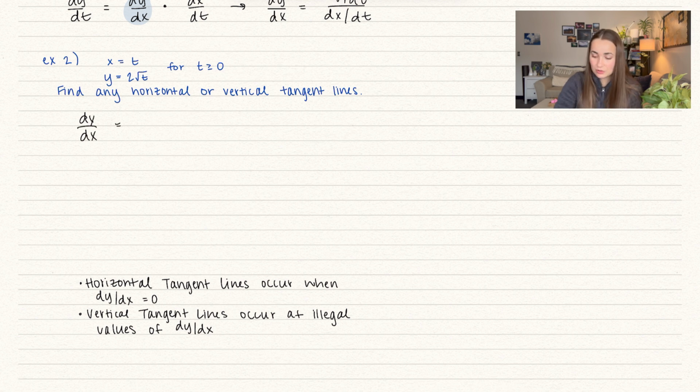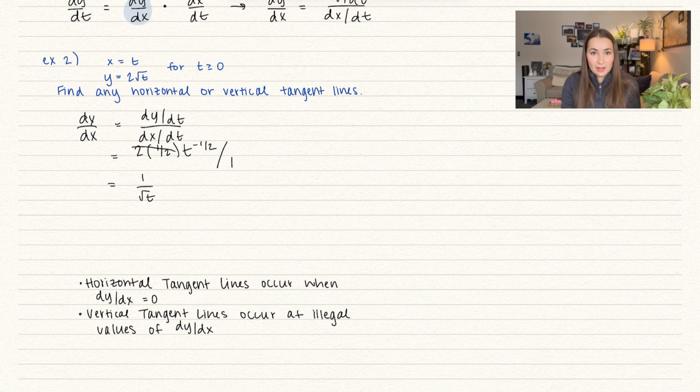So let's go ahead and take the derivative. So dy/dt and dx/dt, right? I'm going to find the derivative of y in terms of t and the derivative of x in terms of t. So if we begin with y, we get 2 times square root of t, which is t to the power of 1/2, so I'm just going to apply the power rule. So we get 1/2 t to the negative 1/2, divided by the derivative of x in terms of t. The derivative of t is just going to be 1. So what do we end up with? The 2 and the 1/2 cancel, and we're left with 1 over the square root of t.